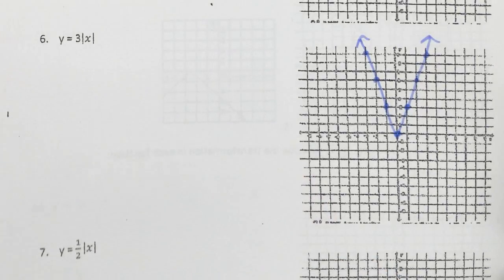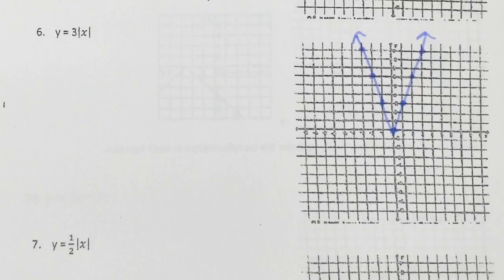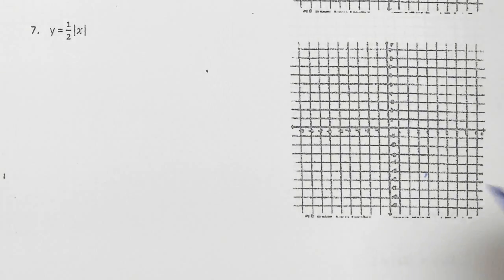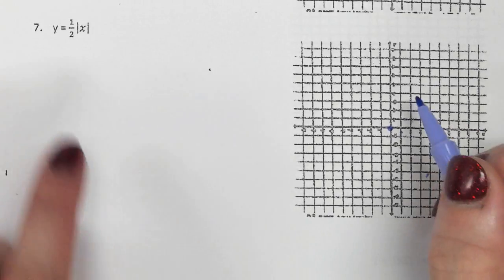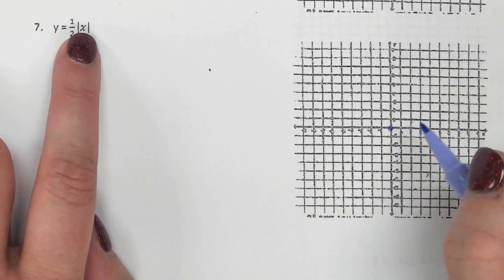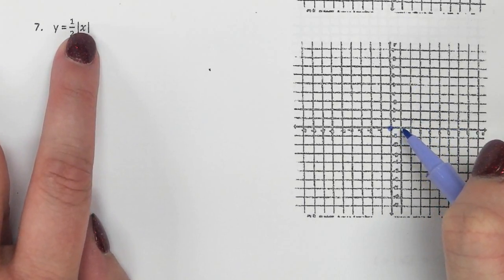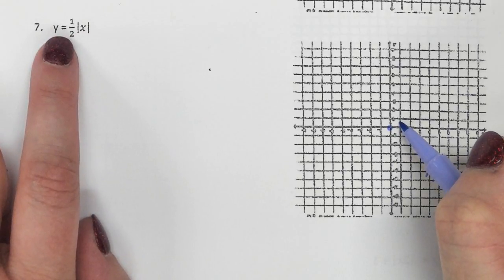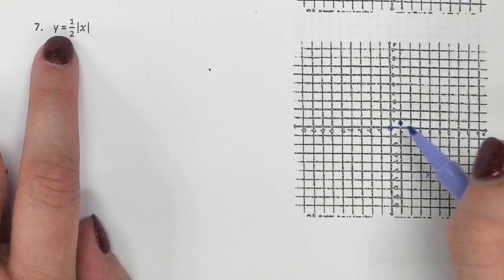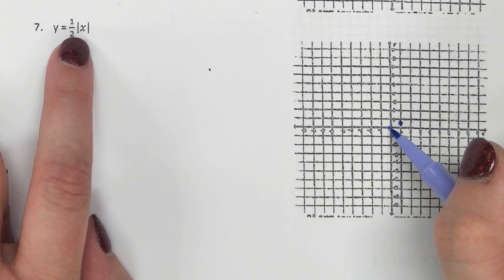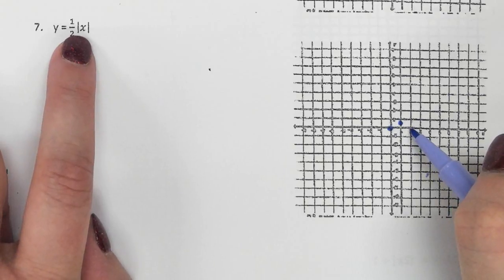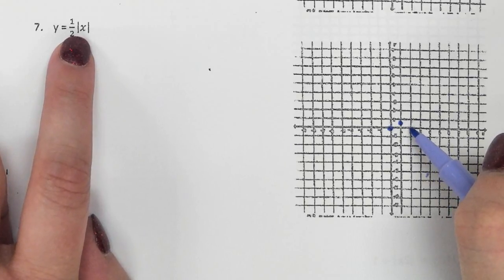Alright, number 7. Don't let number 7 throw you off. It's the same thing, guys. Where are you going to start? The origin. What's the first number I could plug in? So I'm going to go right 1. And what's 1 times a half? A half. What's the next number I can plug in after 1? 2. So I'm going to go right 2. What's 2 times a half?